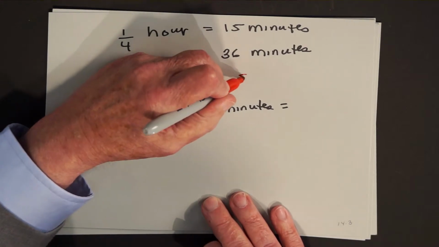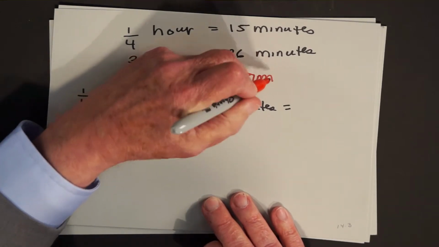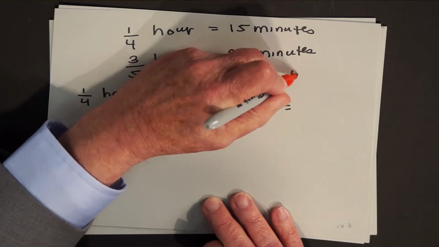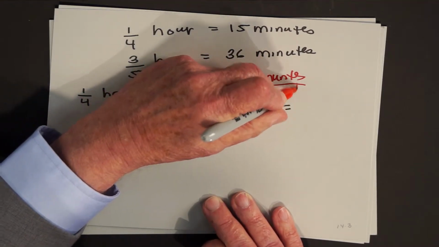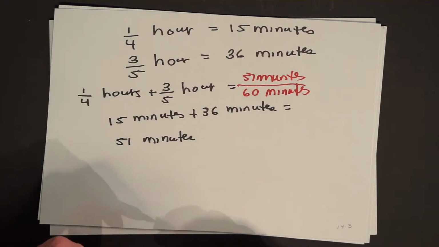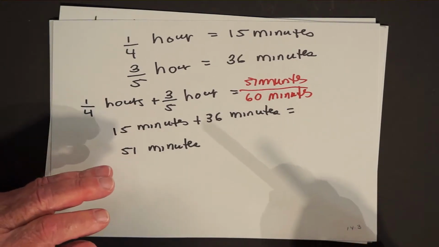but 51 minutes is what part of an hour? It's 51 of what it takes 60 of to make an hour. So you begin to see how this is just another language. Now you see, we're not always going to be this fortunate. In this case, we were kind of lucky in the sense that 60 was divisible by both 4 and 5.